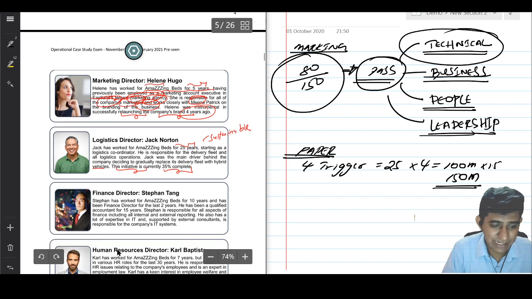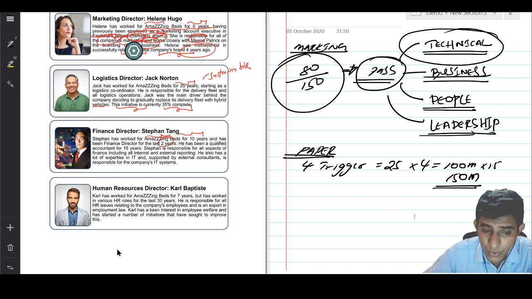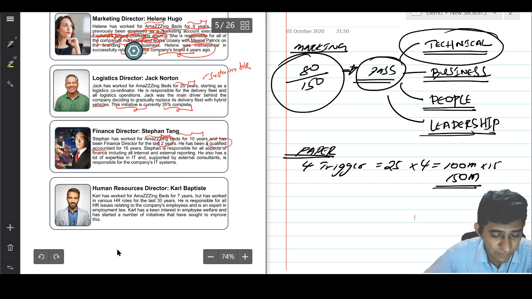The finance director, Stephen Tang. Stephen has worked for the Amazing Bed organization for 10 years and has been the finance director for the last 2 years. So I think there may be some queries coming on financial reporting for Mr. Finance Director Stephen Tang. He has been a qualified accountant for mostly 15 years. Stephen is responsible for all aspects of finance, including all internal and external reporting.